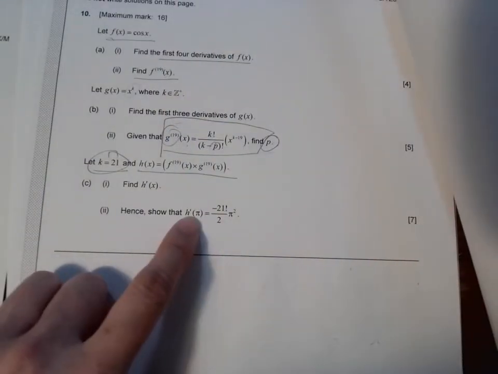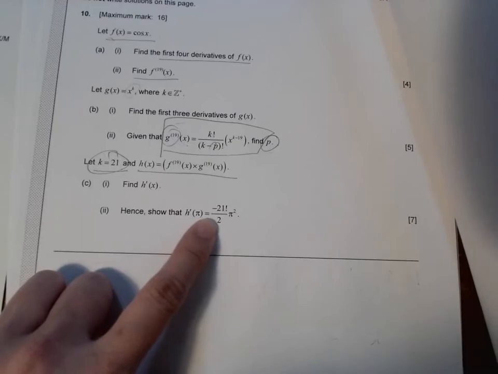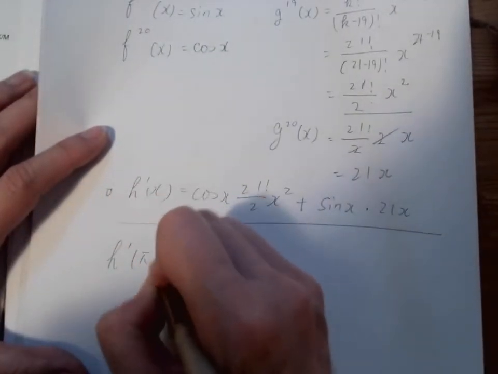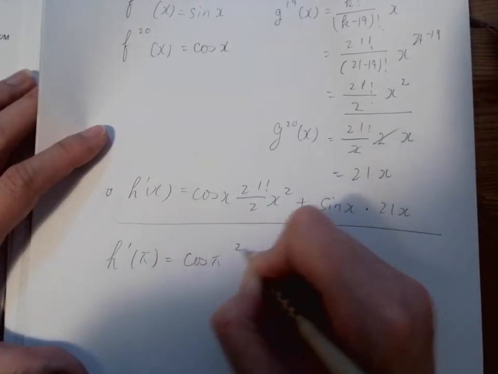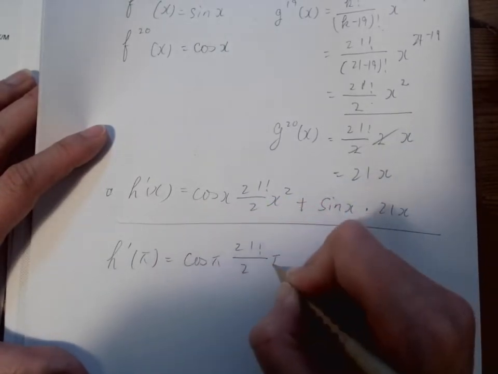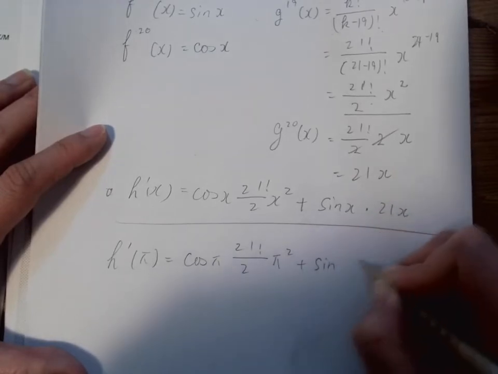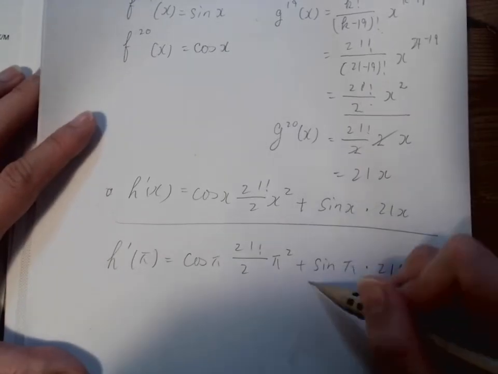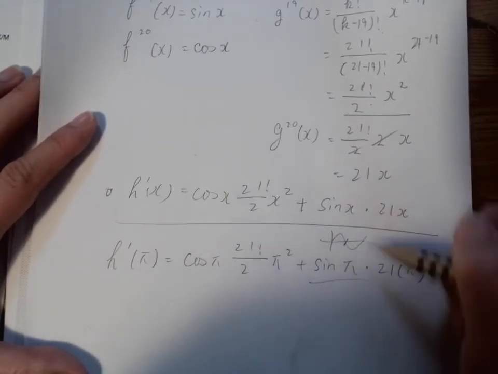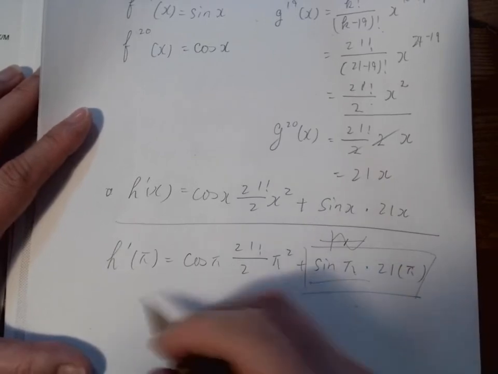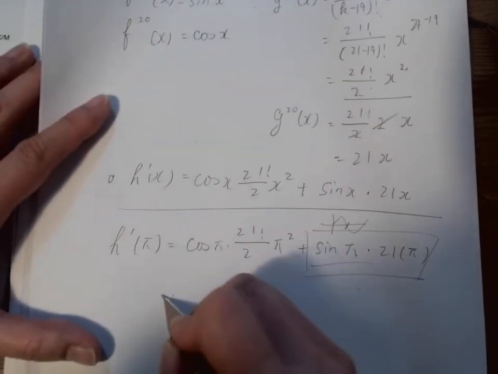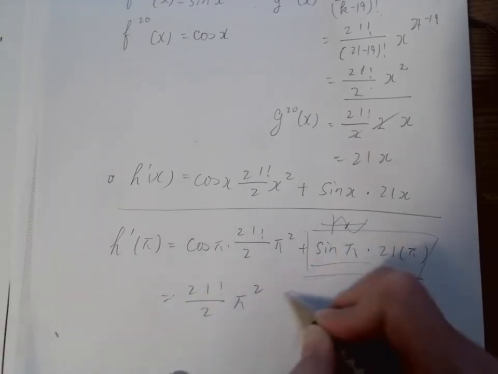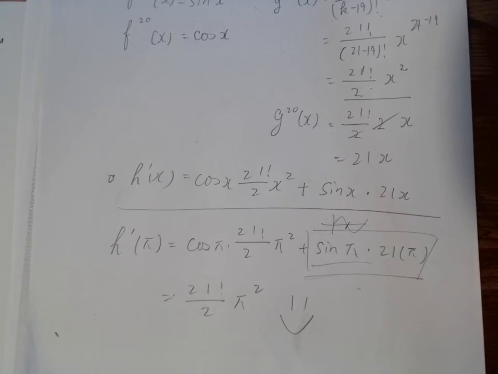Last but not least, we need to find out h'(pi) equals something. So we need to put that into the equation. h'(pi) will be equal to cosine pi times 21 factorial over 2 pi squared plus sine pi times 21 factorial times pi. Now sine pi is equal to 0, so this bit will be gone. Cosine pi is 1. So we have 21 factorial over 2 times pi squared, which is our answer here. And this is our question 10.